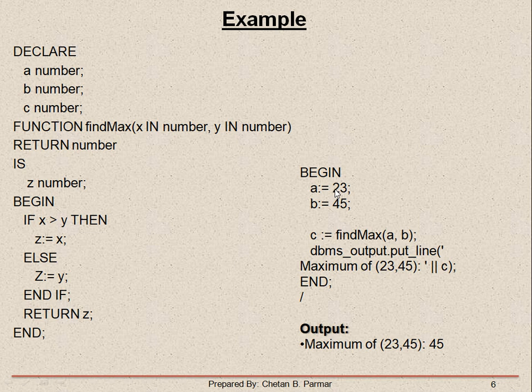So we can see here 23 and 45. Ultimately 45 is bigger. So the output is: maximum of 23 and 45 is 45. Okay.